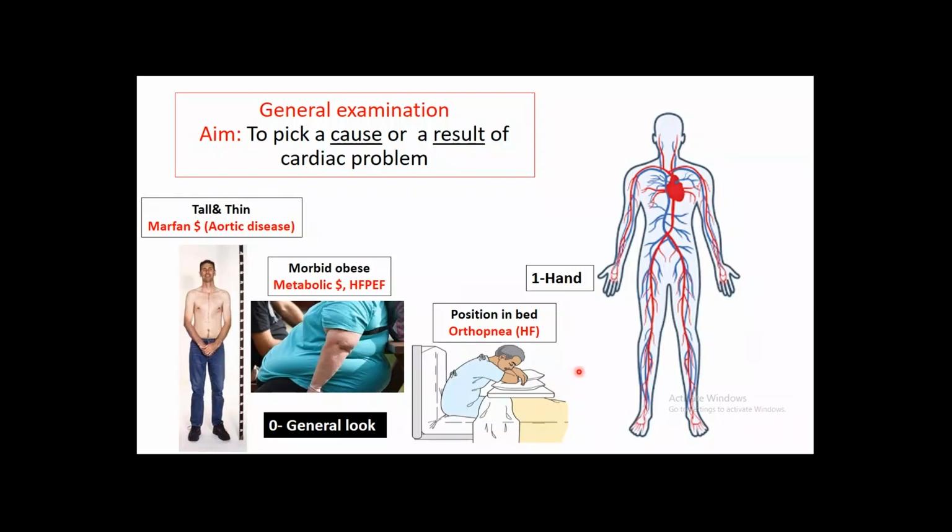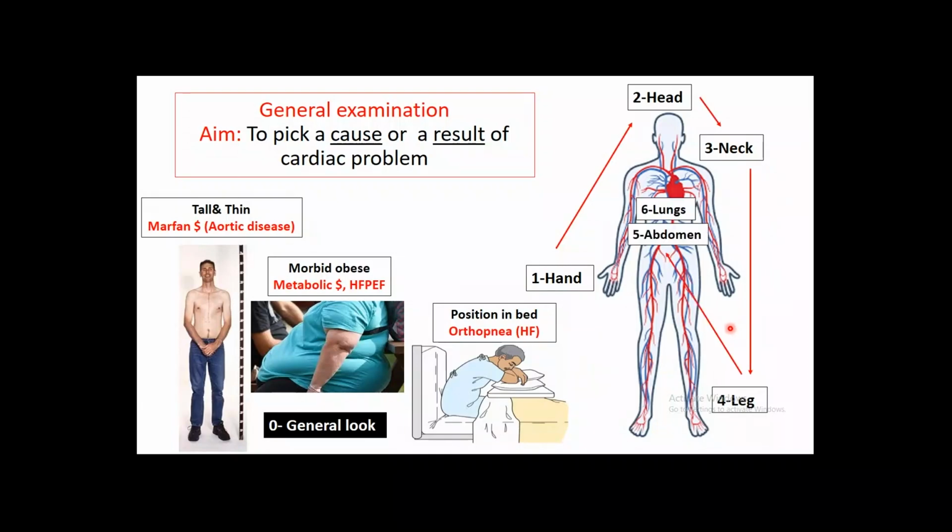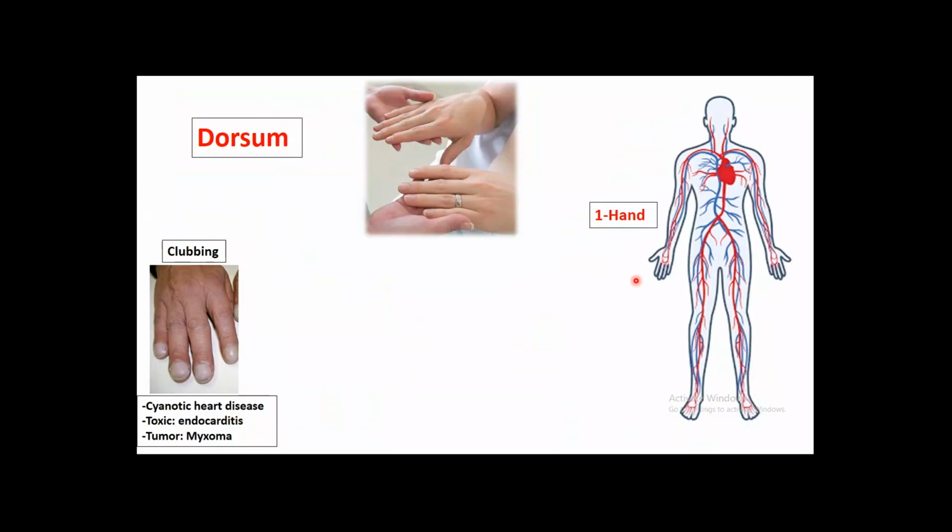Then start with a quick journey around our patient, starting from the hand towards the head and neck, then down to leg examination, then abdominal and chest examination. When we are looking at the hand, starting with the dorsum of the hand, we are searching for clubbing, like this one. Clubbing in cardiology is related to one of three categories: either cyanotic clubbing in patients with cyanotic heart disease, toxic clubbing in patients with endocarditis, or it might be seen in a rare cardiac tumor which is called myxoma.